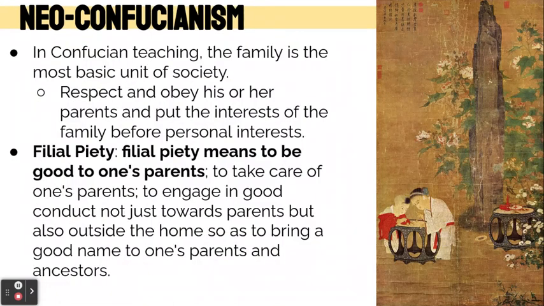All right, now, in Confucian teachings, Confucius had said the family is the most basic unit of society. So we learn that term filial piety. People have to respect and obey their parents and put the interests of the family before their own. So filial piety is to take care of one's parents and also to be a good moral person in the world, because you don't want to do anything that would bring shame upon your family or your ancestors. Family is super important. And so you're always thinking about how you can contribute to your family and make your family better off.